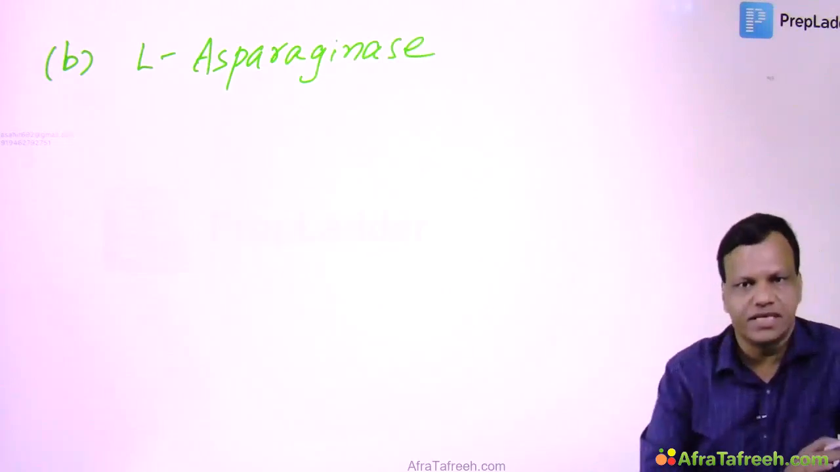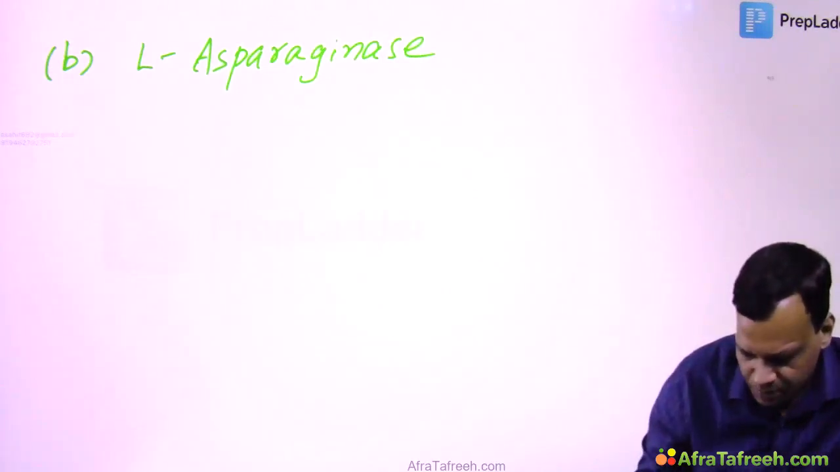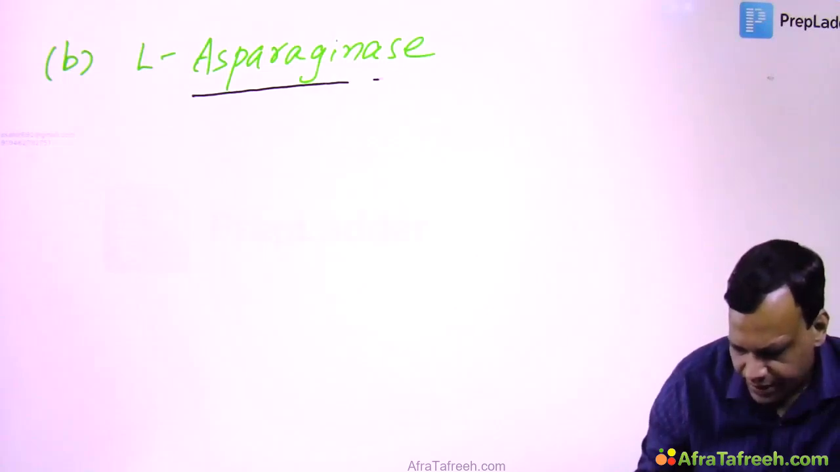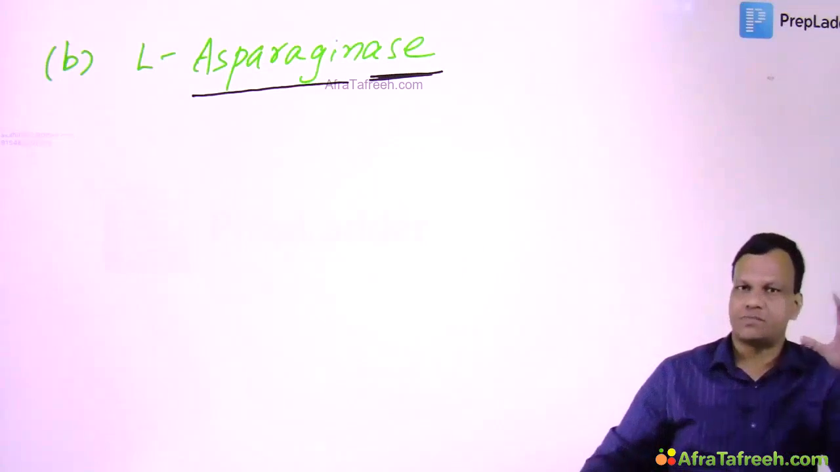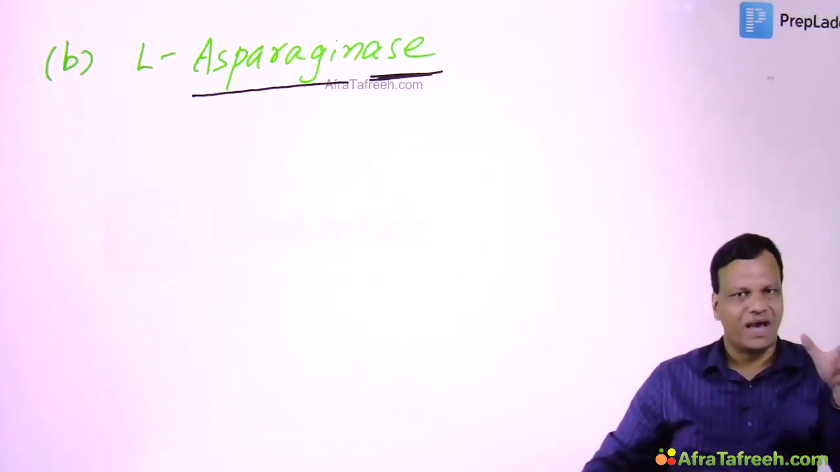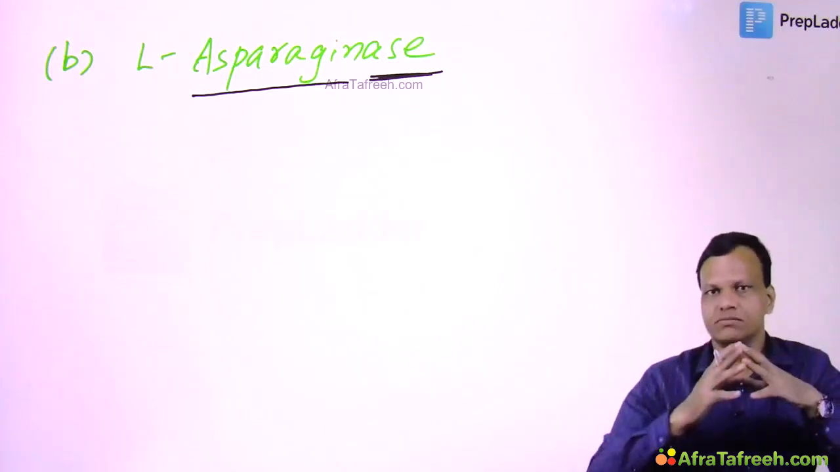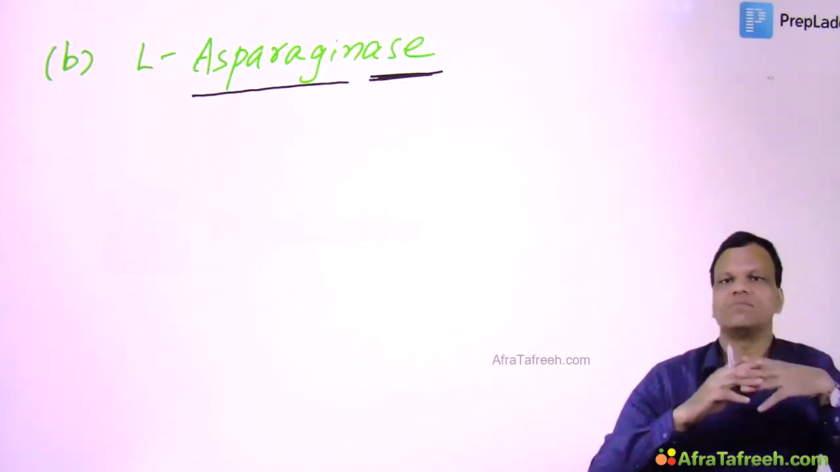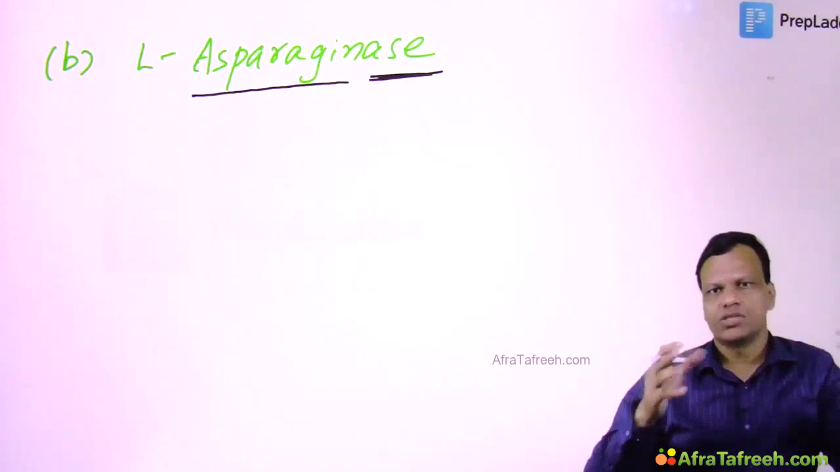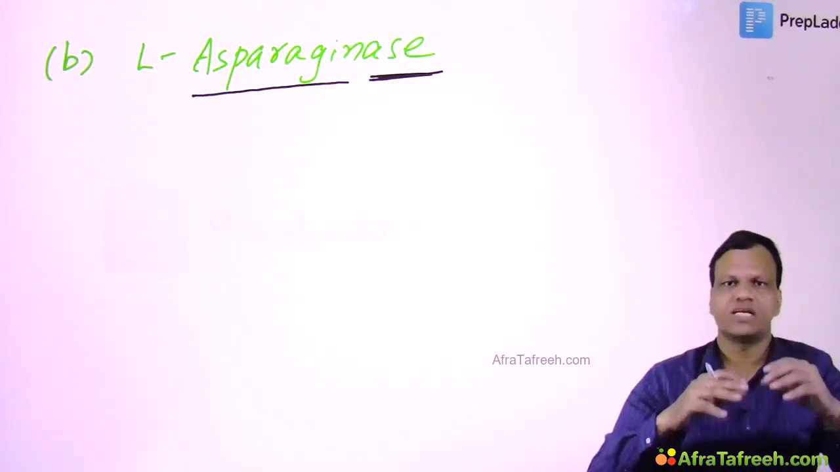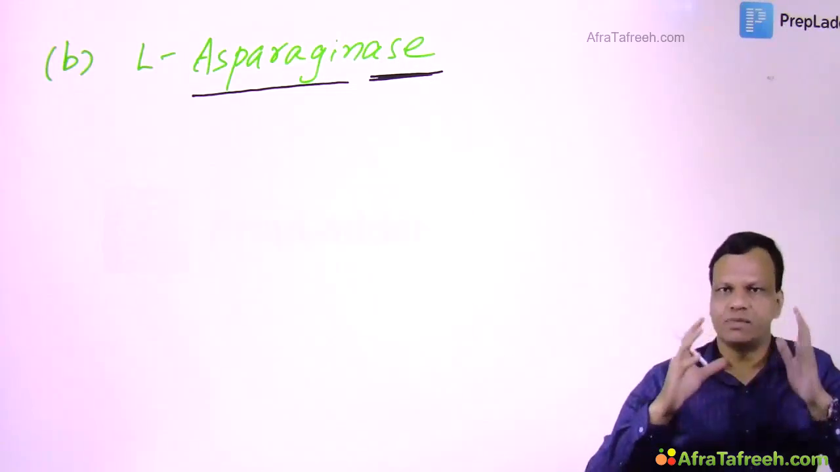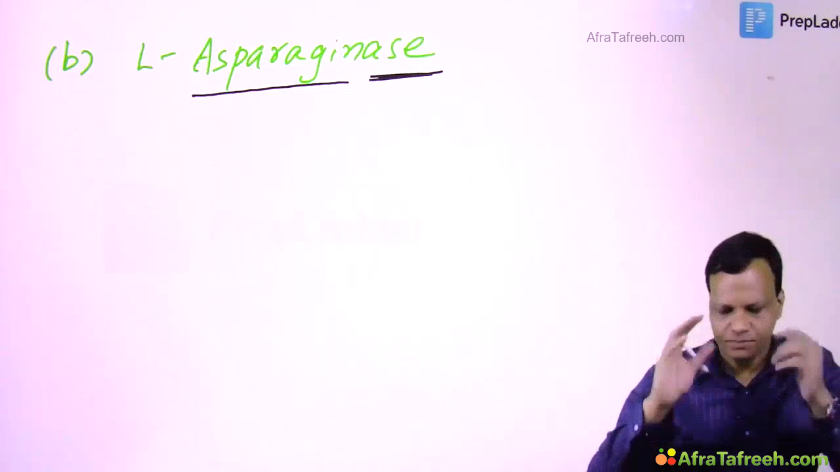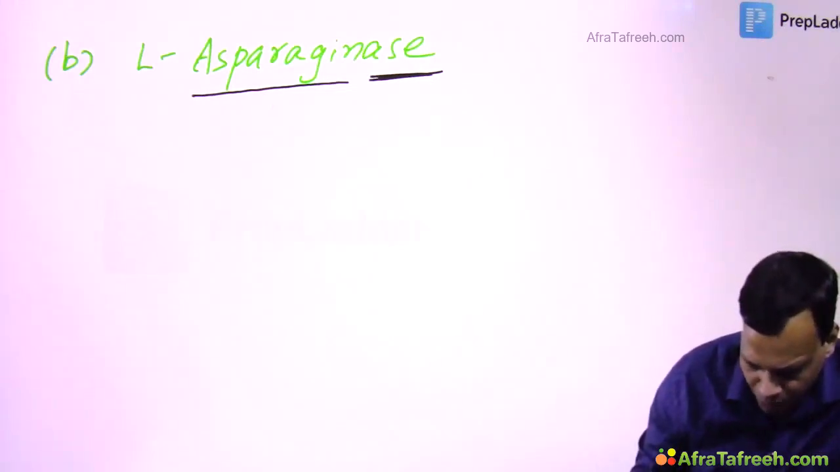L-asparaginase, as the name says, it is asparagine-ase. Ase means an enzyme. It is an enzyme which breaks asparagine. And we know asparagine is an amino acid. So when we break the amino acid, proteins will not be formed. So the cells will die because of deficiency of proteins. So this is an anti-cancer drug which acts by inhibiting protein synthesis. Clear? Now this is also a marrow sparing drug.